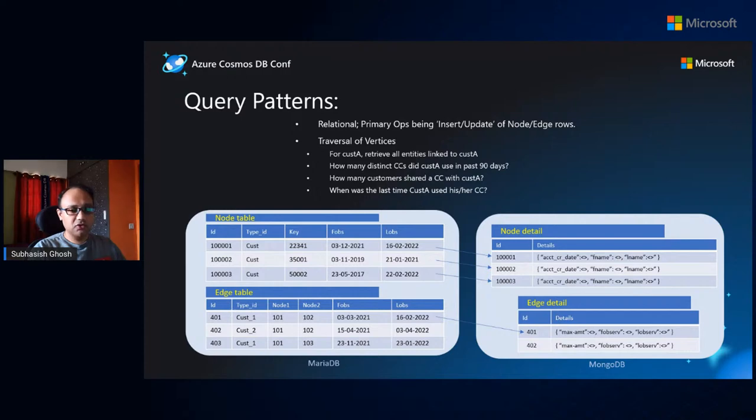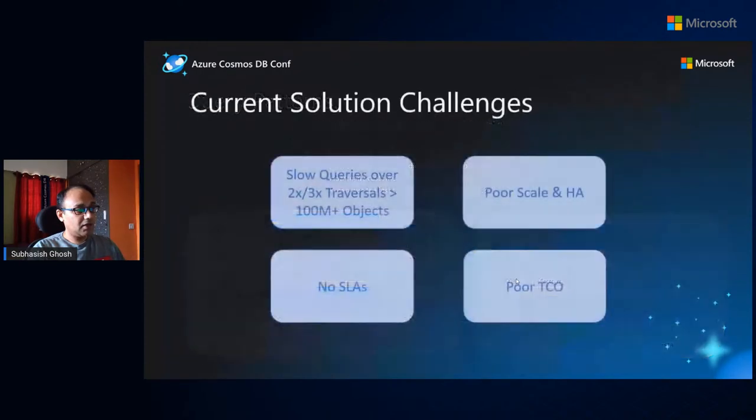Now, as I mentioned, the primary workload was the write operations in MariaDB, which included insert and update of node and edge rows. But we also had a considerable amount of point reads as well. Now, what was the need for modernization? That's a very important point to understand, again without very basic generalization, because this varies from use case to use case.